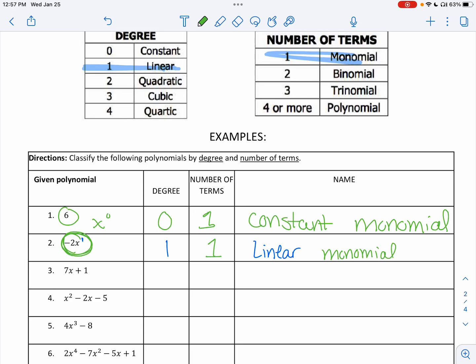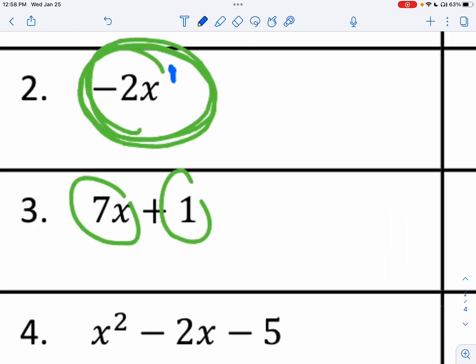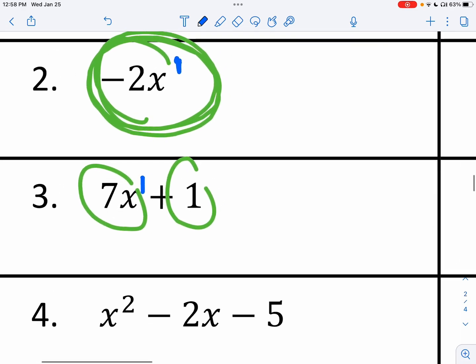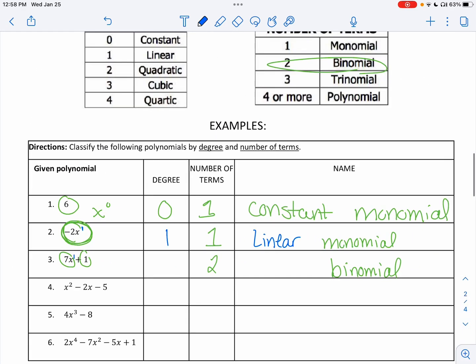All right, now for number 3. How many terms does it have? I actually like doing the terms first. It's separated by addition, so 1 and 2. I could probably go through and pick that now, couldn't I? Because it had 2 terms, 1, 2. That would be a binomial, so I can already write that. And what's the highest exponent? The highest exponent is whatever's on x, so there's a 1 there. An exponent of 1, or a degree of 1, would be linear. So it's weird. That last one was a linear monomial. This one's a linear binomial.